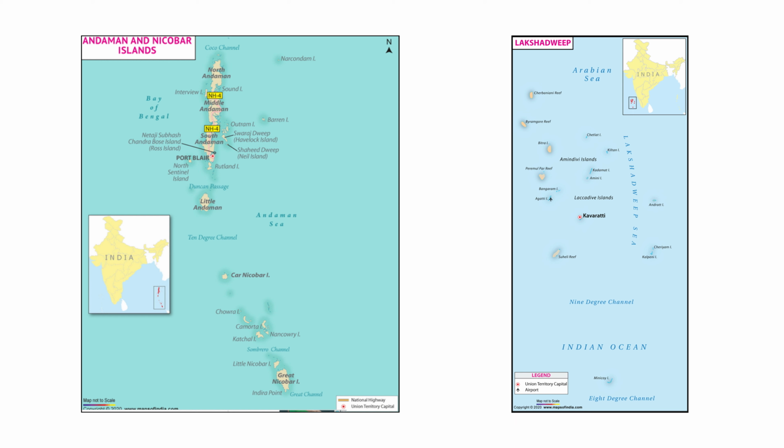The last physiographic unit is the islands, and there are many islands. Some islands are located in the Bay of Bengal and some islands are actually located in Arabian Sea. In the Bay of Bengal, the most prominent is Andaman and Nicobar Islands, and in the Arabian Sea, you can see the Lakshadweep. On the right hand side, you can see this map of Lakshadweep, and Kavaratti is the capital of Lakshadweep. Similarly, Port Blair is the capital of Andaman and Nicobar groups of islands.